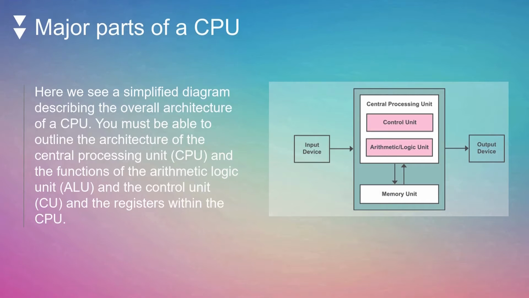Here we will see the major parts of a CPU. Generally, a CPU has three components: the ALU, arithmetic logic unit, the CU, control unit, and the memory or the storage unit, as we can see in the diagram as well.